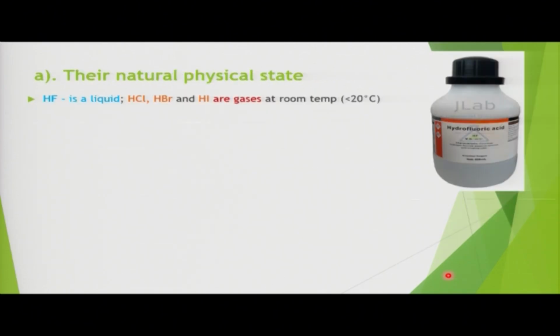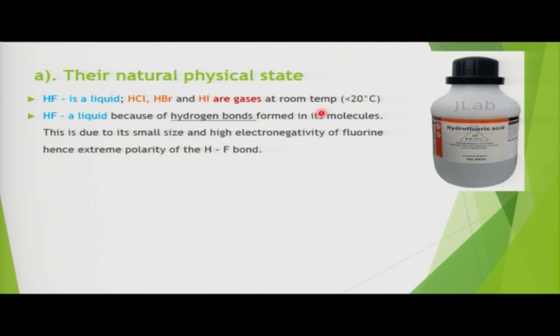Now let's start on the physical state. Like we said, hydrogen fluoride is a liquid. You see its bottle in here, but the rest are gases at room temperature. Normally, the room temperature conditions we take between 20 to 25. That's the range of room temperature due to the changes in the environment. So the question is, why is it a liquid whereas the rest are gases? It's because of the hydrogen bonds.